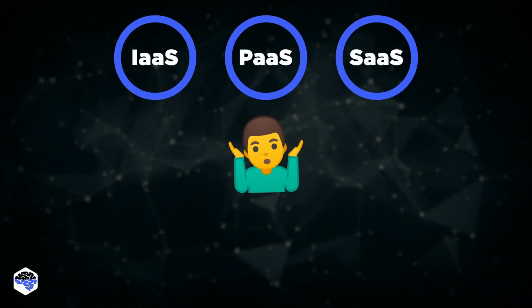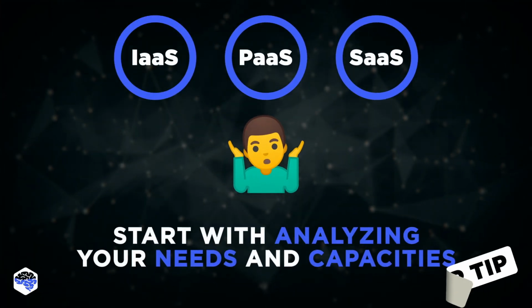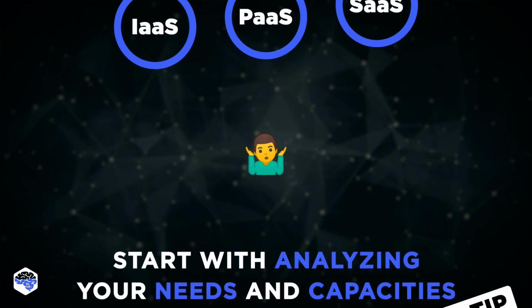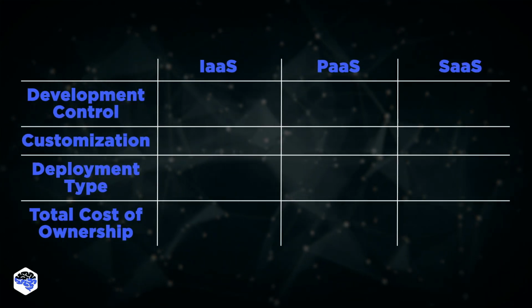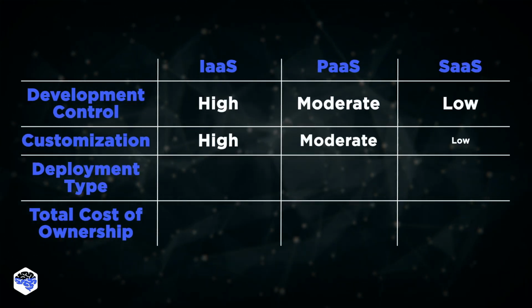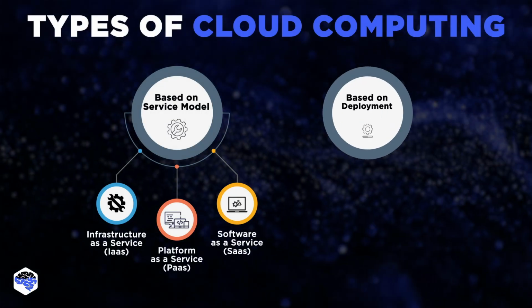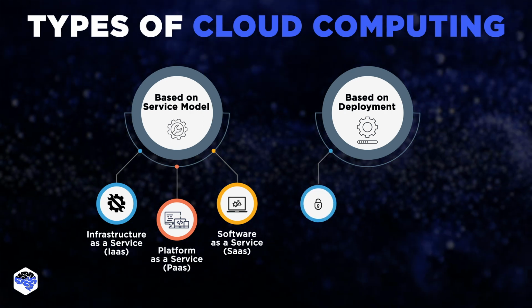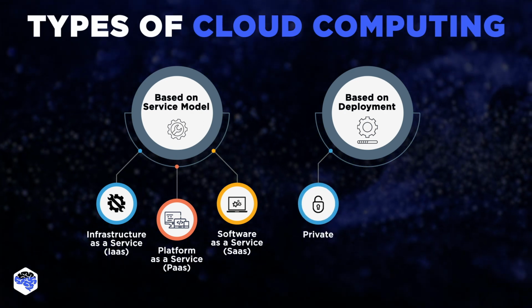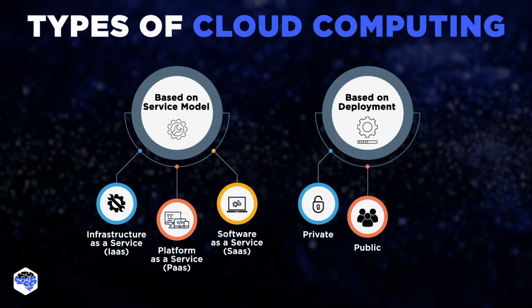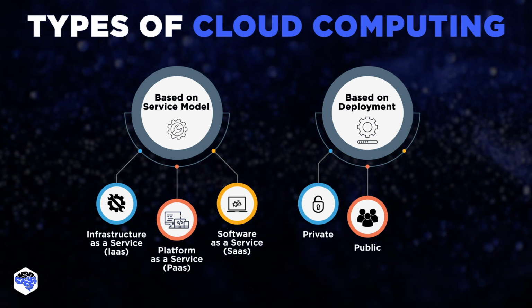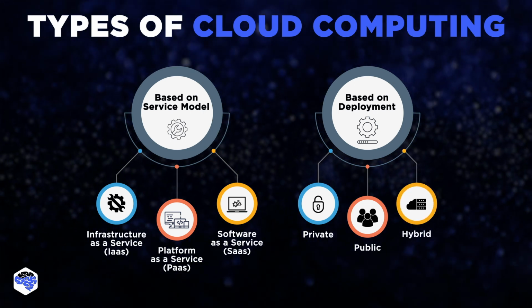To choose the right cloud computing type for your business, start with analyzing your needs and capacities. Consider if you can dedicate resources to manage IaaS infrastructure, tolerate longer deployment times, desire high customization, and weigh maintenance costs. Additionally, cloud computing has different deployment models, which are private, meaning exclusive to one organization, public, the solution that is operated by a third party for multiple organizations, and a hybrid type being the combination of both.